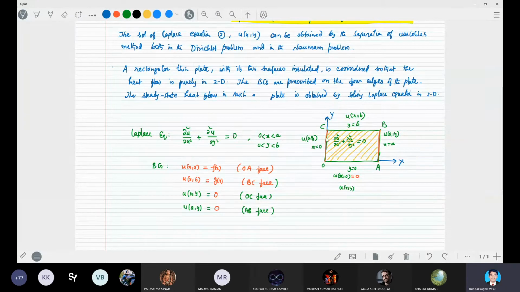If any of these opposite phases, if two phases are insulated, then the heat flows only in two dimensions. If you take any other two phases, it will go in three dimensions, right?